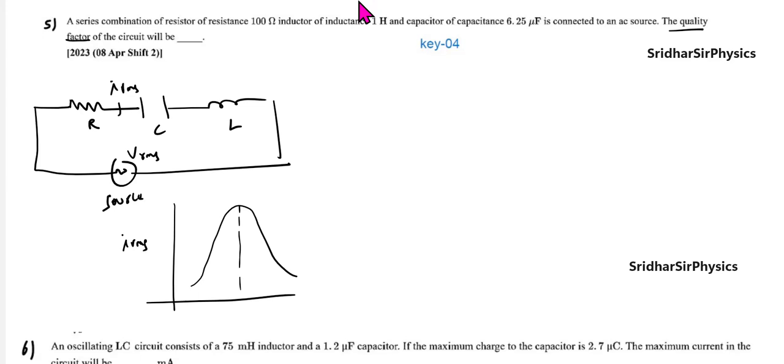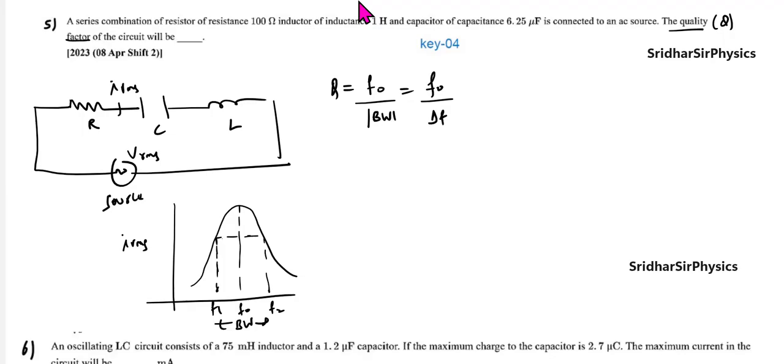The quality factor relates to the resonance curve. Let this be RMS current and frequency. This is the resonance frequency, and here you get the bandwidth. This is F naught. This is the bandwidth, and these are the cutoff frequencies F1 and F2. The quality factor, symbol Q, is the standard symbol we use. It is defined as resonance frequency by bandwidth, or F naught by delta F, or F naught by F2 minus F1.